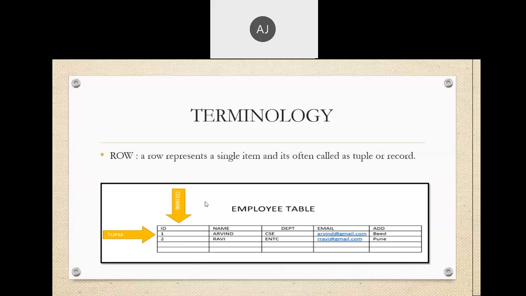So what is the terminology? In that terminology, we discuss the row. A row represents a single atom, and it's often called a tuple or record. Make a note of that. The horizontal line you see is a row. In that I made the entry: one, Arvind, CSC. This one is the email ID and this one is the address. Second, two, Ravi, ANTC. This one is the email ID and this one is the address. So these are the rows.